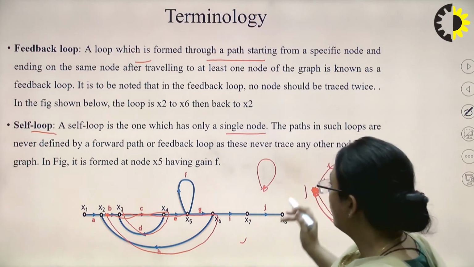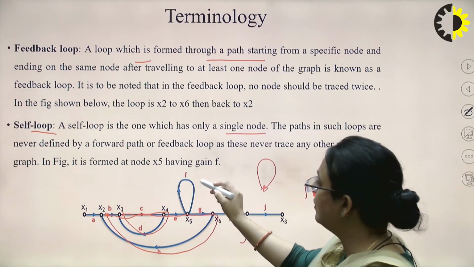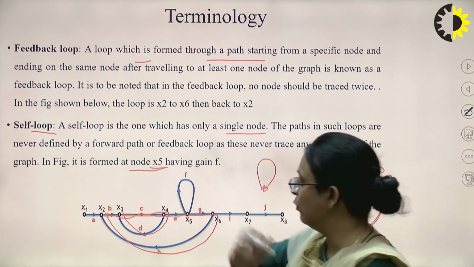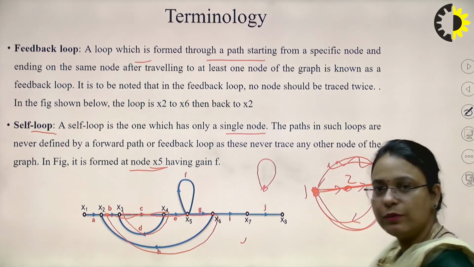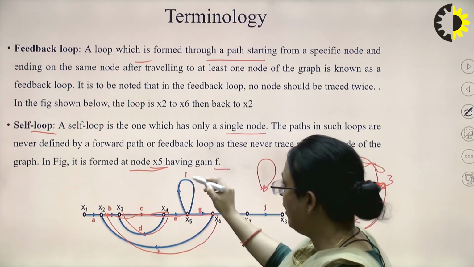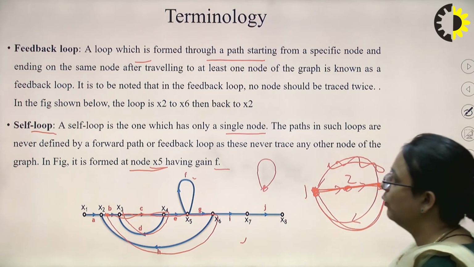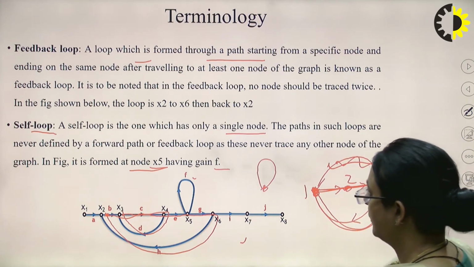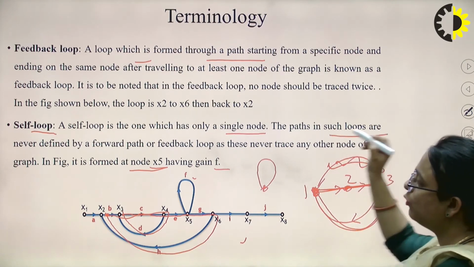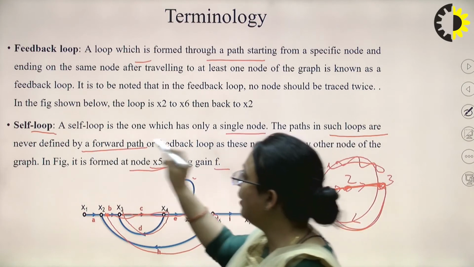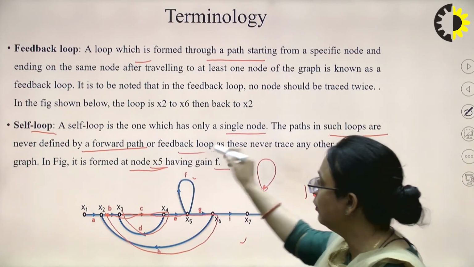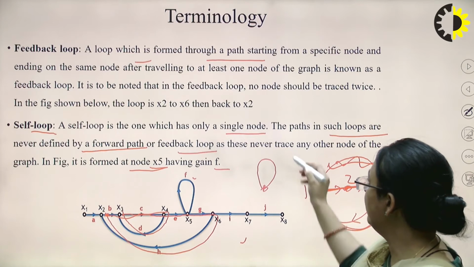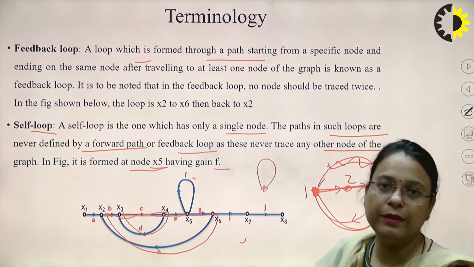Okay. So in this case, you can say X5 is a self loop. The loop formed by the node X5, which has a gain F, is called a self loop, right? So paths in such loops are never defined as a forward path or any feedback loop, as they never trace any other node of the graph.